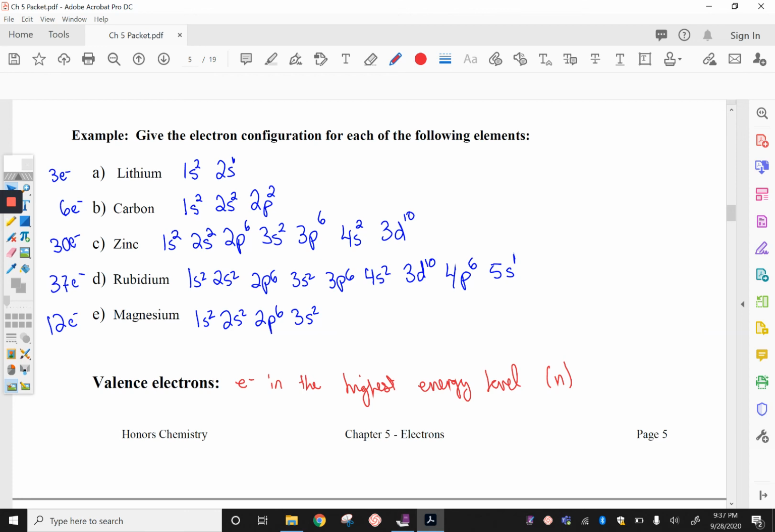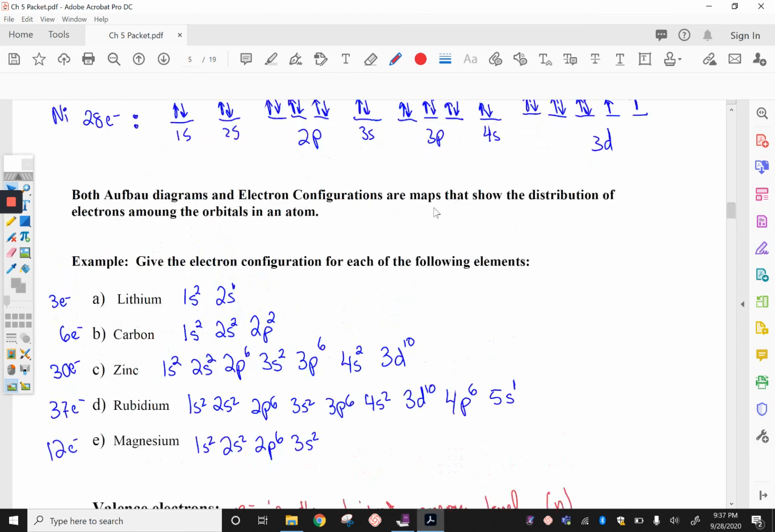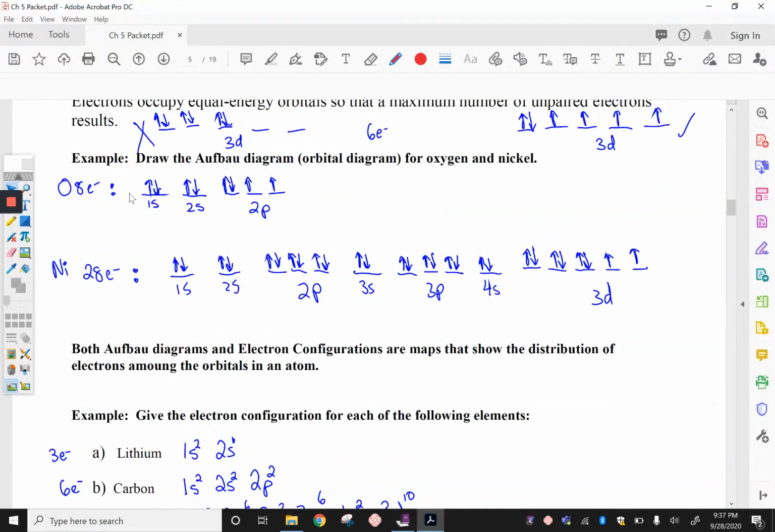Now, if you remember, we can look at the periodic table and come up with how many valence electrons there are. Well, the reason we can look at the periodic table and figure it out is because of those electron configurations. So let's look at each of the ones that we did so far and try to tell how many valence electrons there are. Let's start with the oxygen here.